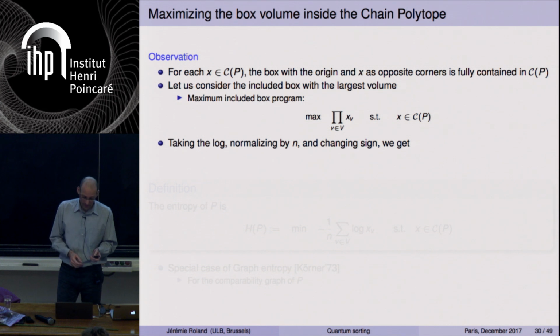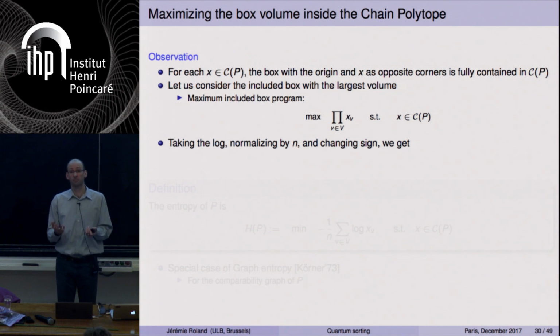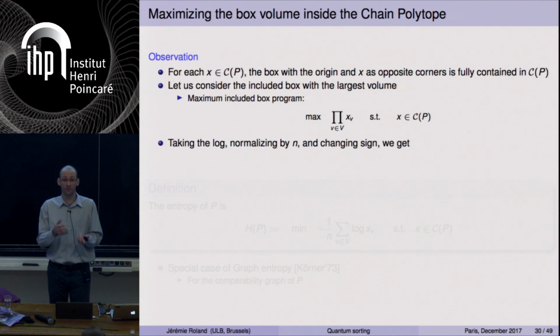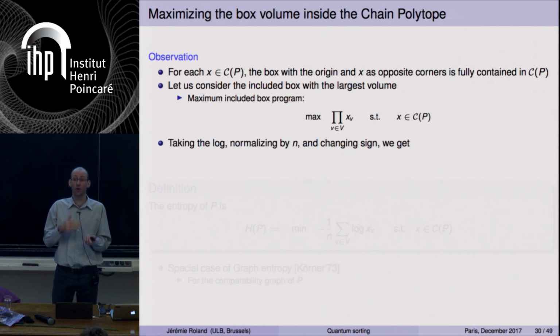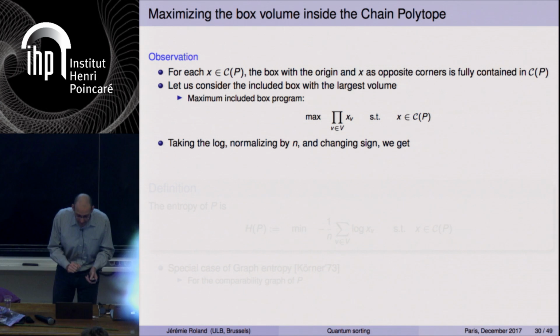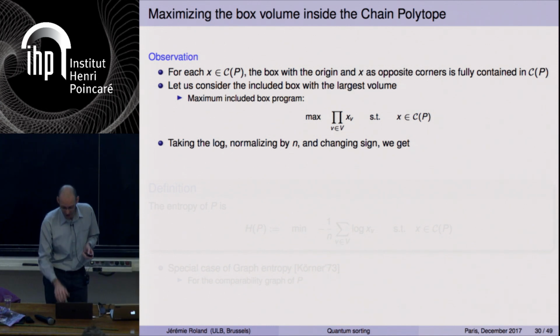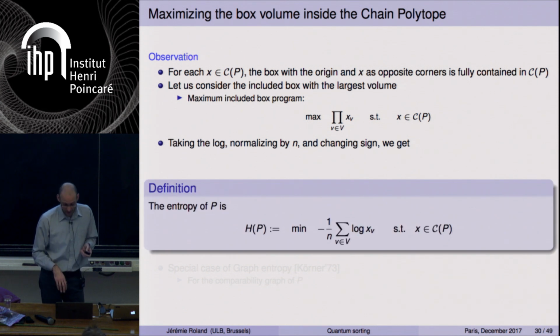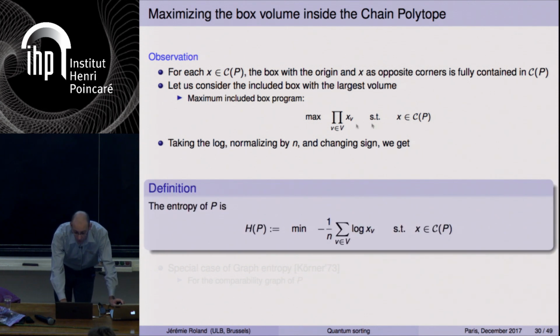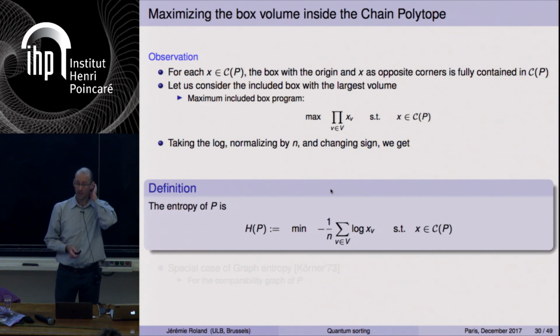Now, it's not really the volume that we are interested in, but the logarithm of the volume, because remember, the complexity of a sorting algorithm is related to the logarithm of the number of linear extensions. So we take the log, and just to make things nicer, we normalize and change the sign so that we get a positive number. We multiply by minus 1 over n, so it's just minus 1 over n log of this. And this we define as the entropy of the partial order.